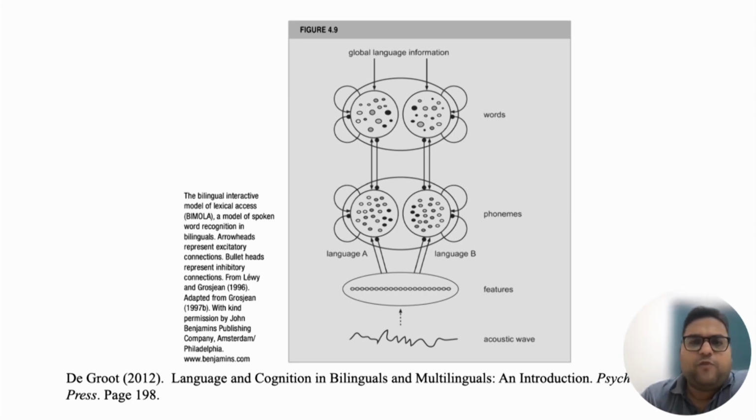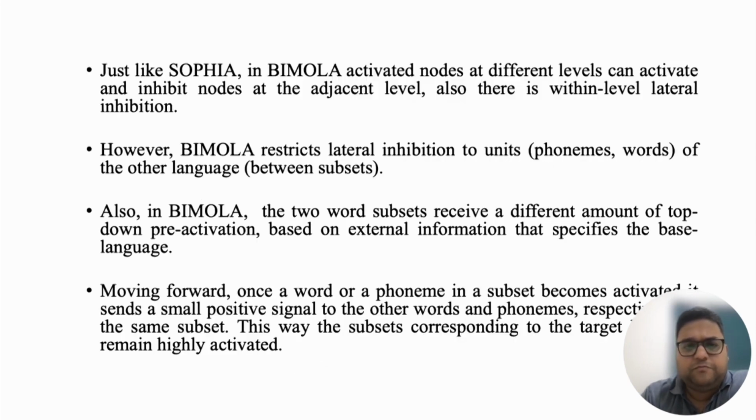You can see that this model follows pretty much the same kind of activation mechanism, same kind of processing assumptions as well. So, for example, there is lateral inhibition within the level. There is activation and inhibitory connections across the adjacent levels as well. Now, as I was saying, just like SOPHIA, in BIMOLA, the activated nodes at different levels can activate and inhibit nodes at the adjacent level. Also, there is within level lateral inhibition, as we have seen in the SOPHIA model. However, the BIMOLA model restricts lateral inhibition to units of the other language as well. So this is an interesting difference between the SOPHIA and the BIMOLA model.